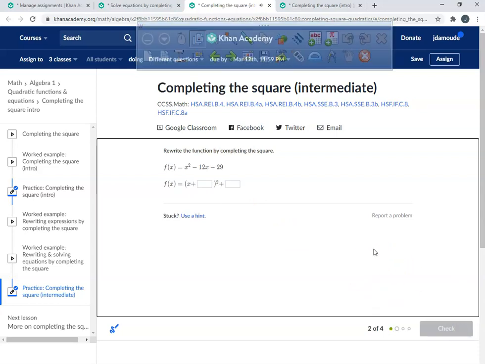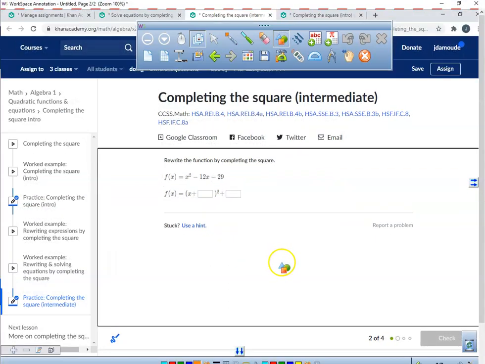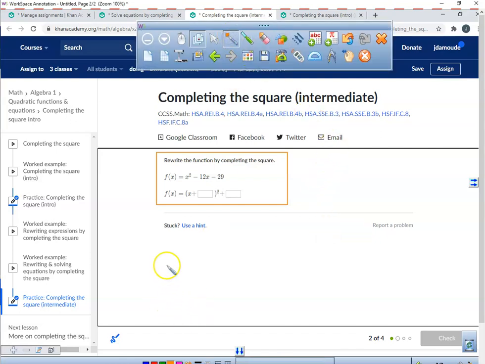Okay, now guys, this one is not the same. This one's more complicated. This is the problem that's really going to reinforce how to do this, okay? So right now it says we need to rewrite everything in vertex form, but we have to do it by completing the square. So I'm going to start it out nice and slow. I'm going to write down our original quadratic, which is f of x equals x squared minus 12x minus 29.